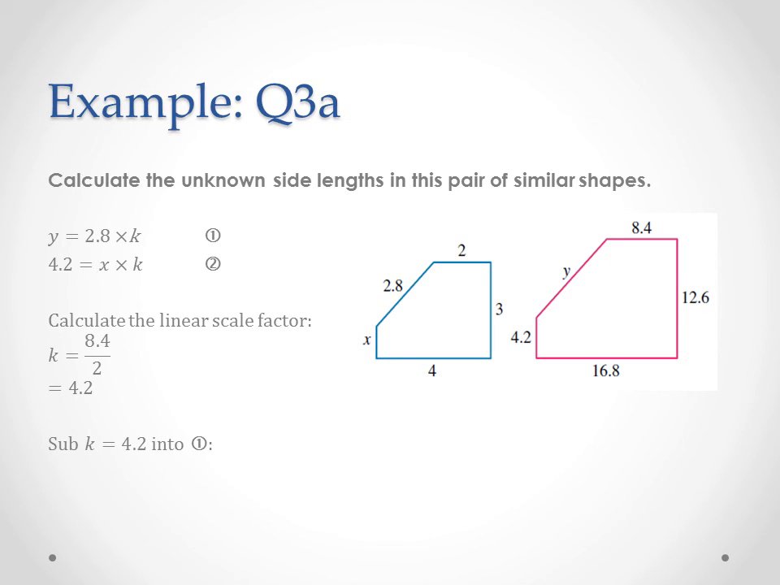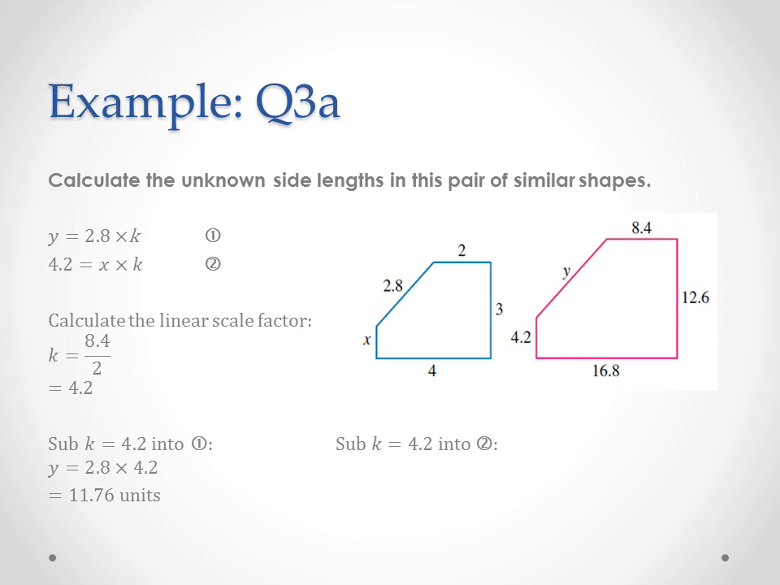So just substituting k equals 4.2 into our first equation, we get that y equals 2.8 times 4.2, which gives us 11.76 units. Remember, this says calculate the unknown side lengths, so because this is a side length, we do need to add our units in there. We don't know whether it's centimeters or meters, it doesn't tell us, so we just write units.